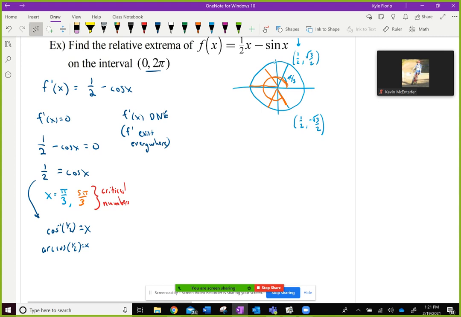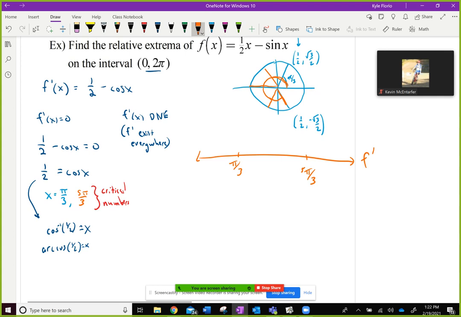So Kevin, we found the critical numbers. What should we do with those critical numbers? Lay them out and test some points. You got it. Let's make a nice little sign chart for our derivative. We have pi over 3 and 5 pi over 3. So at those points, the derivative is 0. So that's where we could have our relative extrema.